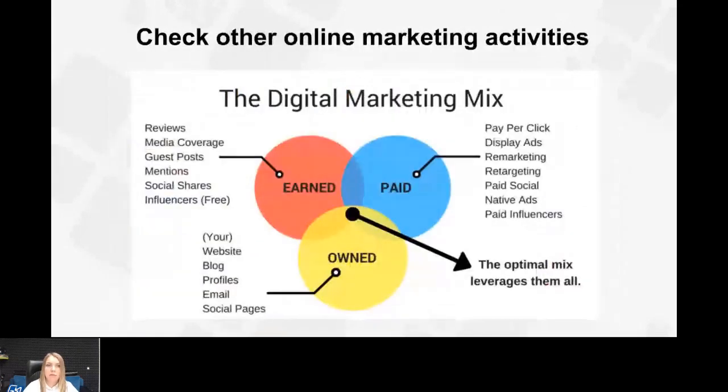Okay, and finally, when we do competition analysis, we should check all other online marketing activities that they're doing. So we're not only looking at SEO and on-page and backlinks and content, but we're also looking at pay-per-click ads, display ads, whether they have paid social, whether they have great social media presence, whether they contact influencers, and so on and so forth. Because at the end of the day, it's not only the SEO that brings results, right? But it's the whole digital marketing mix.